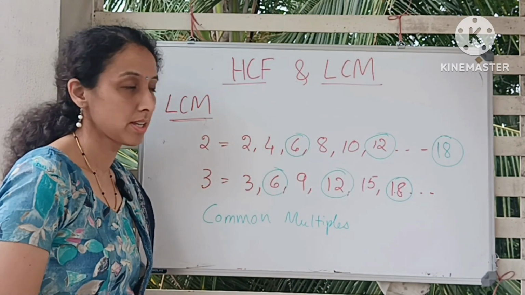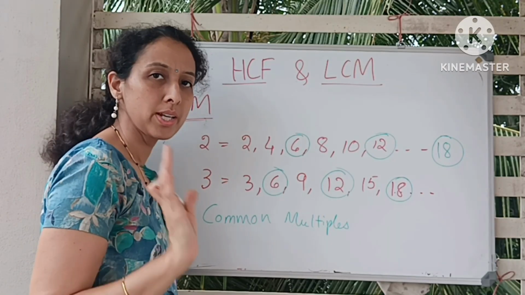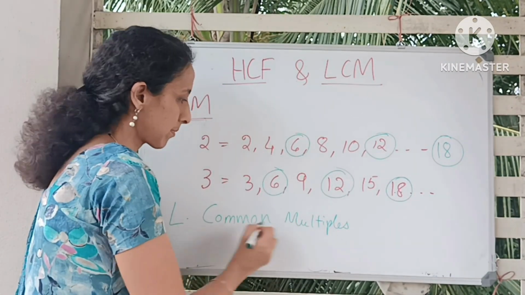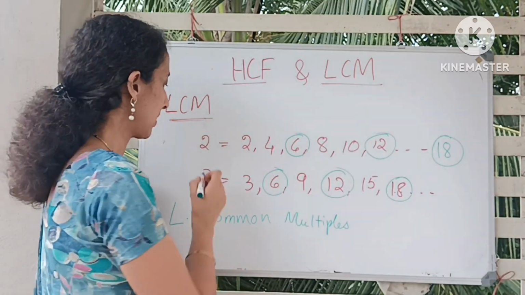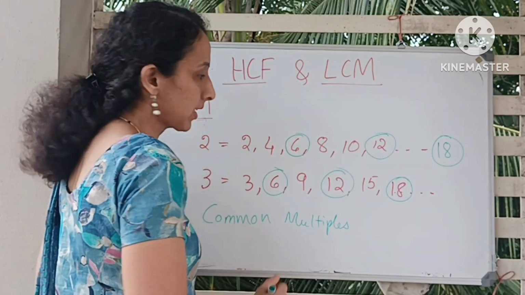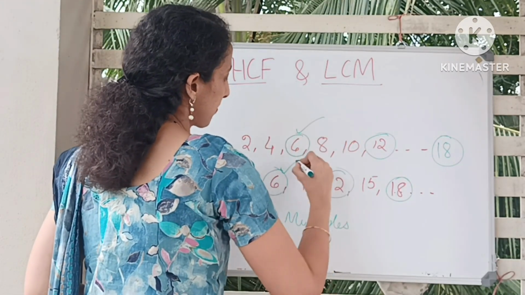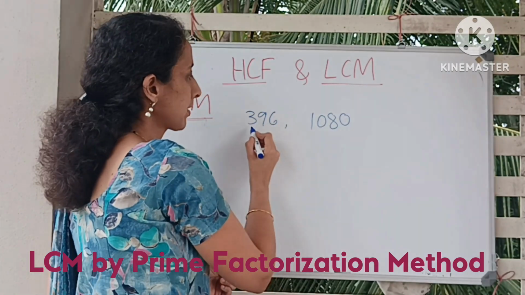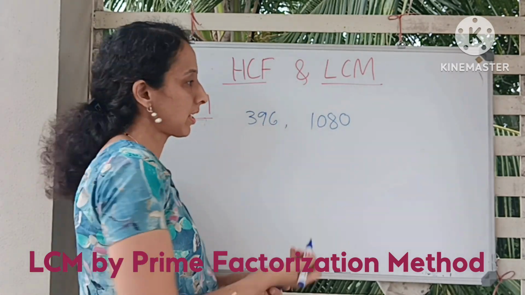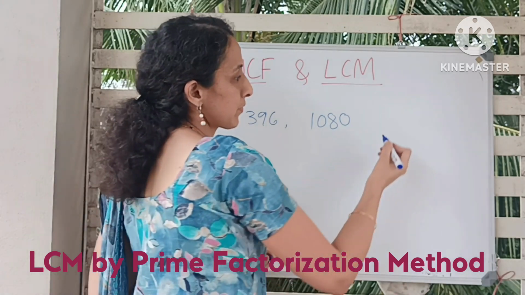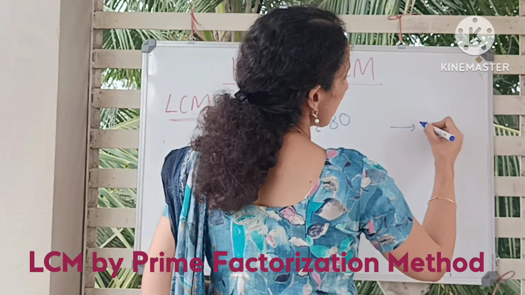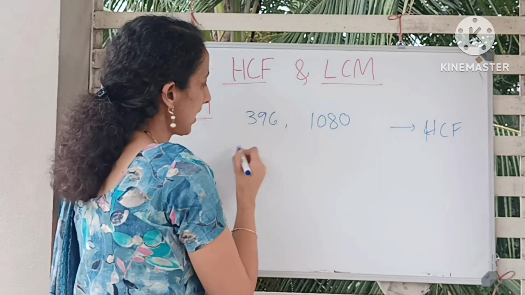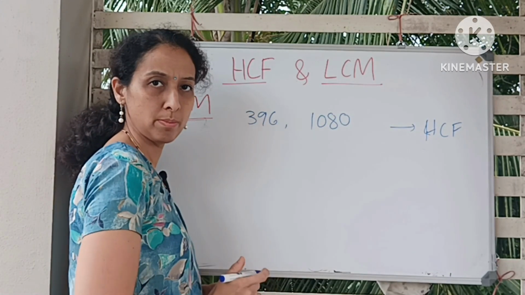Common multiples of these. The least, the smallest among these is the LCM of this. So here for 2 and 3, the least common multiple is the number 6. In the example 396 and 1080, which we took for finding the HCF, we will find the LCM for the same two numbers.